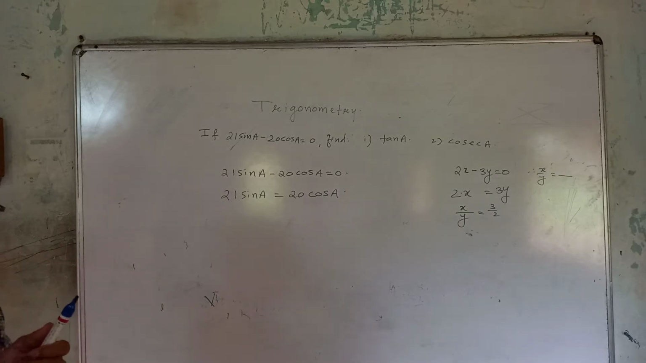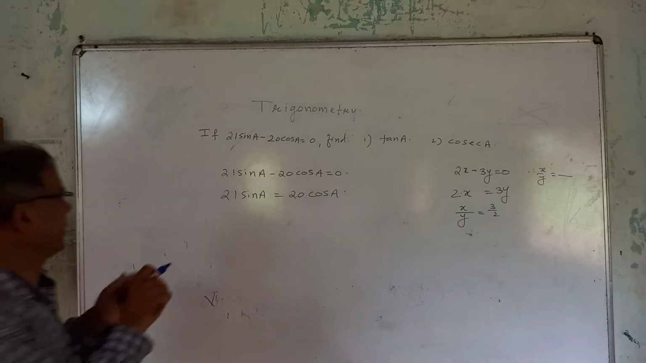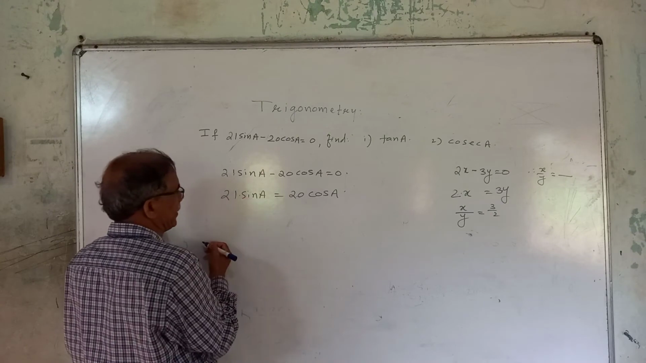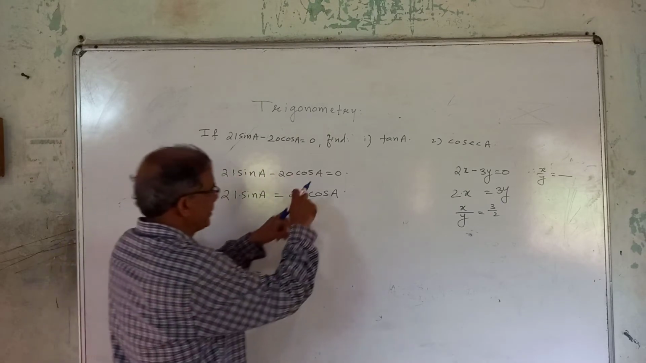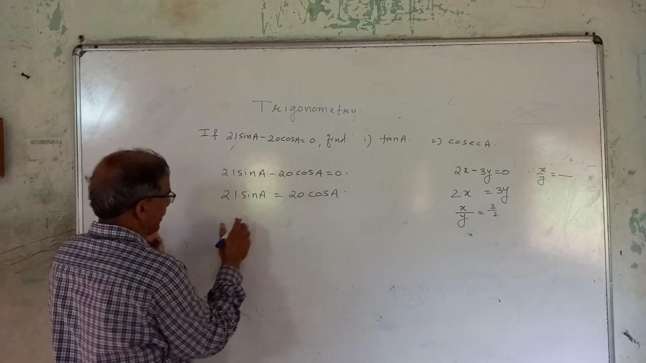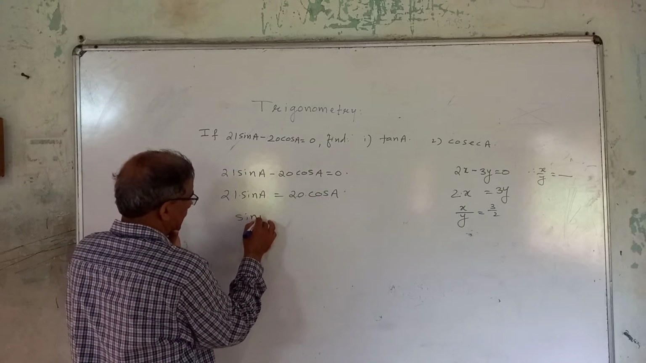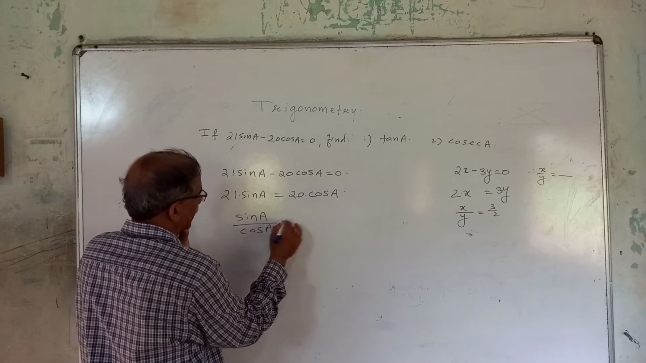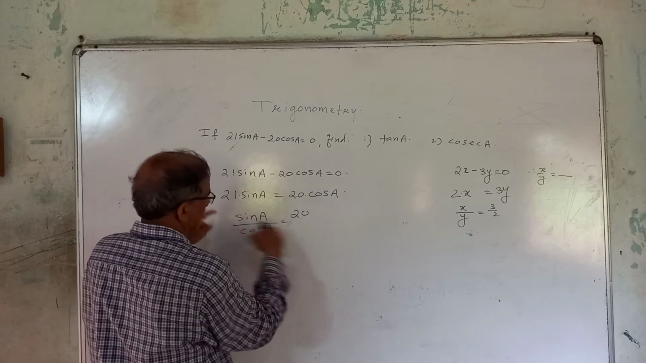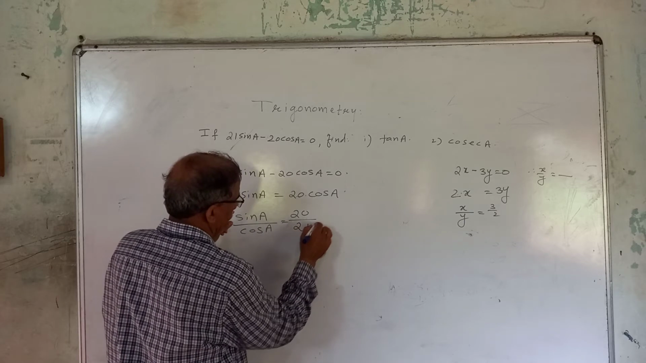Now you bring the trigonometric ratios to one side. That's it. 21 sin A means 21 into sin A. 20 cos A means 20 into cos A. So this into cos A if you are bringing here, it is sin A upon cos A will be equal to what? 20 upon 21.